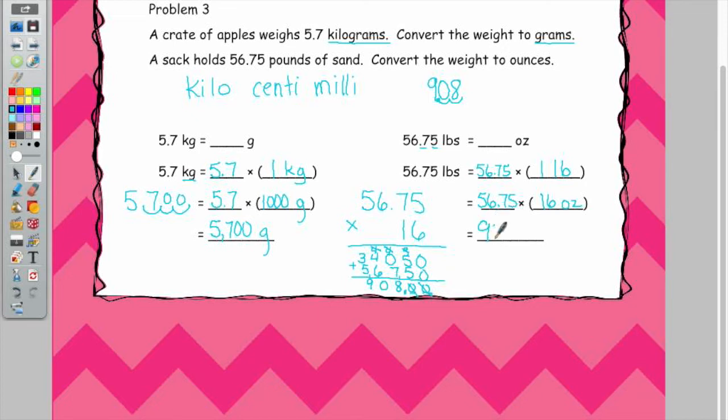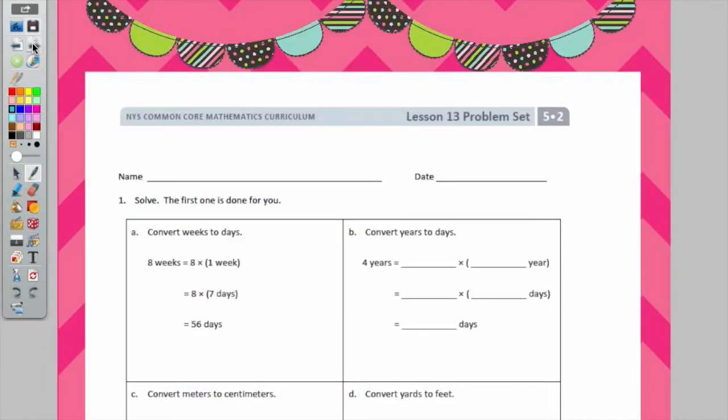So the answer to this is 908, what? Ounces. All right. So that's the lesson for the day, and we're going to practice now. Practice what? On the problem.